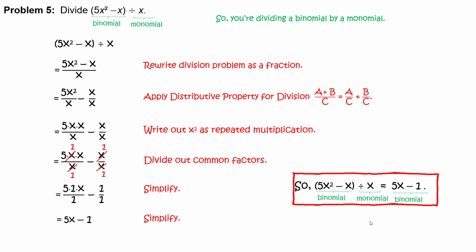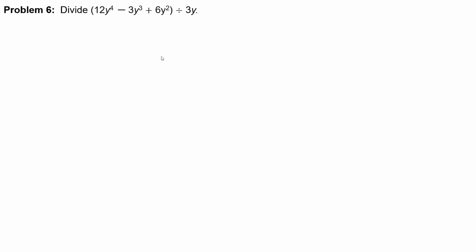All right, so this is what I just stated. You divided a binomial by a monomial, and the result was a binomial. Okay. All right, problem 6. So now you're dividing a trinomial by a monomial, so three terms by 1 term. So it's kind of an equivalent of dividing a 3-digit number by a 1-digit number. Okay, so you're dividing 12y to the 4th minus 3y cubed plus 6y squared by 3y. All right, so dividing a trinomial by a monomial.